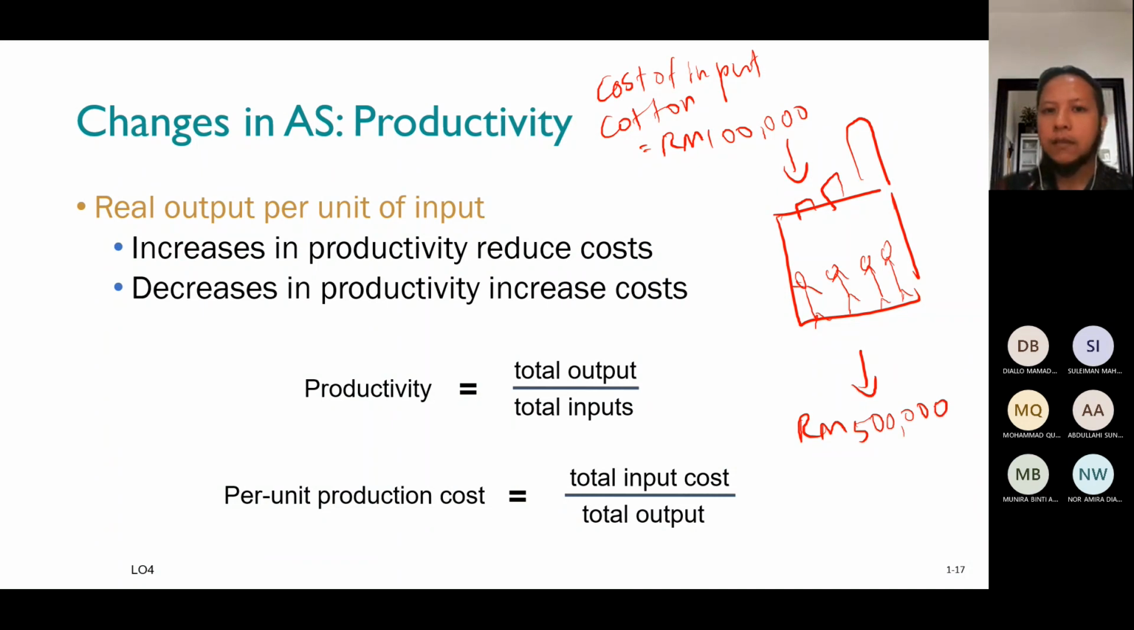Okay, and here there is a difference of 400,000. I'm just simplifying this. The actual calculation may be different, but this is a way of looking at productivity.